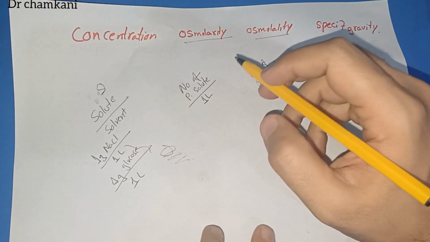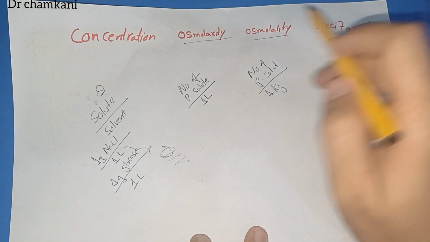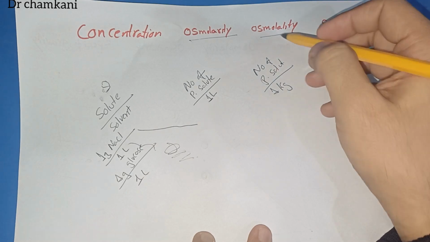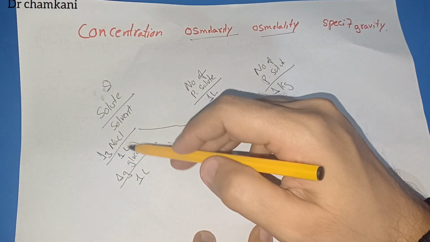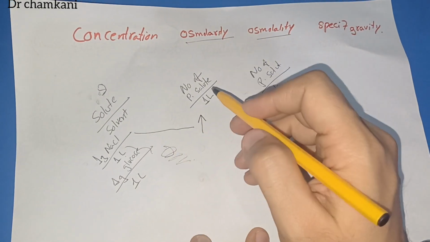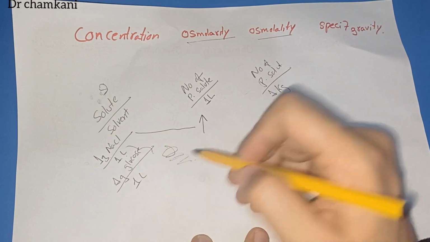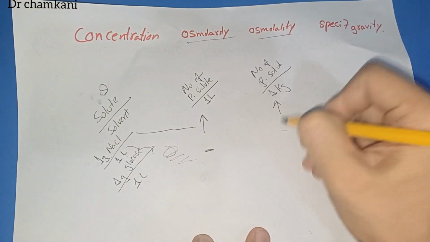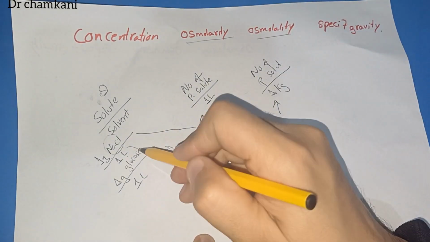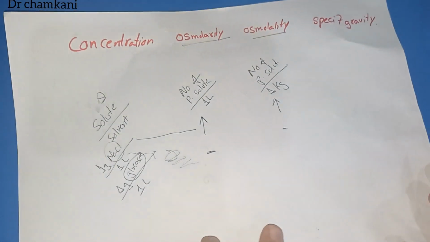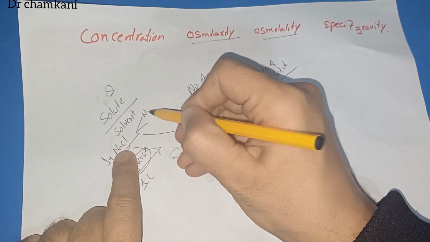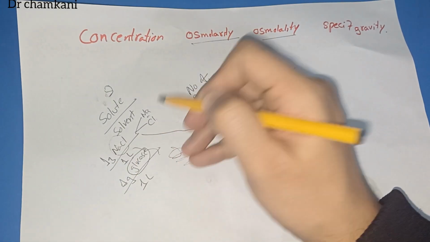Now the number of solute particles is important to differentiate it from specific gravity and concentration, because for example, in the case of sodium chloride, the osmolarity and osmolality of 1 gram of sodium chloride in 1 liter of water or 1 kilogram of water will be more as compared to the osmolarity and osmolality of 1 gram of glucose in the same amount of solvent, because sodium chloride will dissociate into sodium and chloride. Sodium is one particle and chloride is another particle.